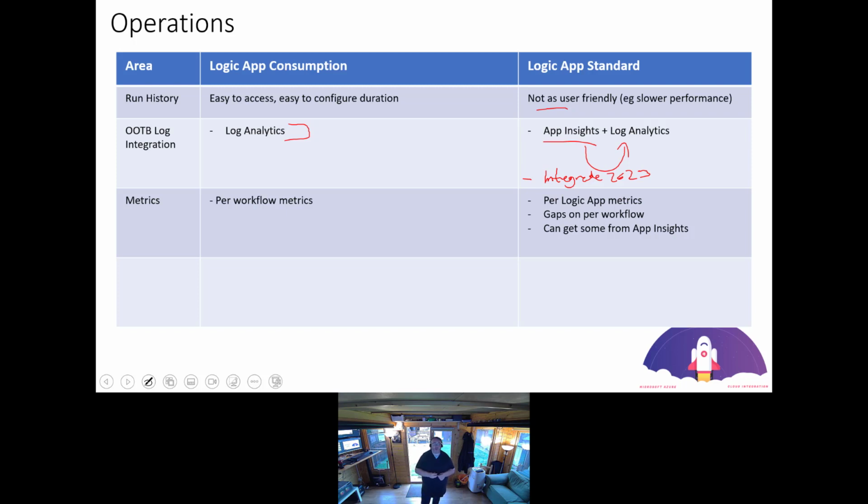But I guess the final key one for operations is the metrics. On Logic App Standard and Logic App Consumption, you've got per workflow metrics for things like how many actions failed, runs started, runs failed. There's lots of really good metrics you can build dashboards with, and you can see the performance of your workflow.